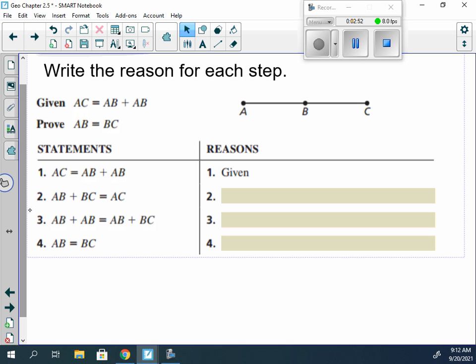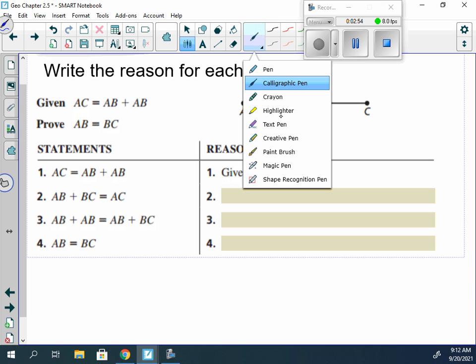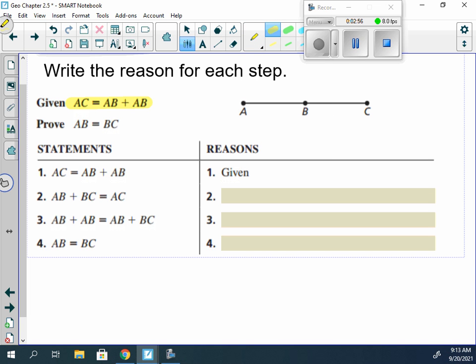Now, what they want us to prove, given, what we're starting with. And what they want us to prove is that AB is equal to BC, what we want to prove. Because we always start with the given and end with what we want to prove, or what we want to show. So we start off with the fact that AC is equal to AB plus AB. That was given to us.